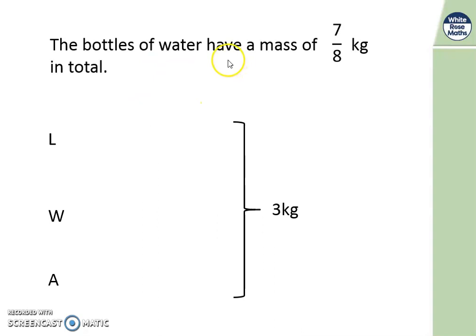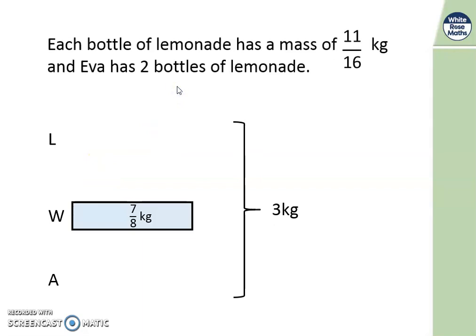Now, what other information did I have? The bottles of water have a mass of 7/8 in total. So next to water, I'm going to put 7/8 in one bar. What else did I know? Each bottle of lemonade has a mass of 11/16 of a kilogram, and there are 2 of those.